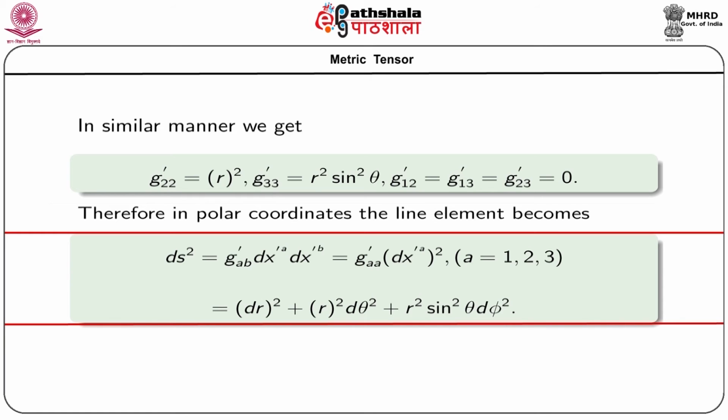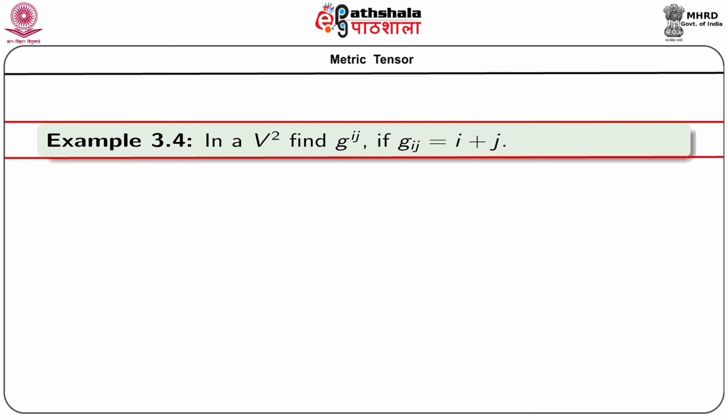So, on a sphere, if we want to find the distance between 2 points, then we have to use this formula: ds² = dr² + r² dθ² + r² sin²θ dφ². Now, let us see another example.